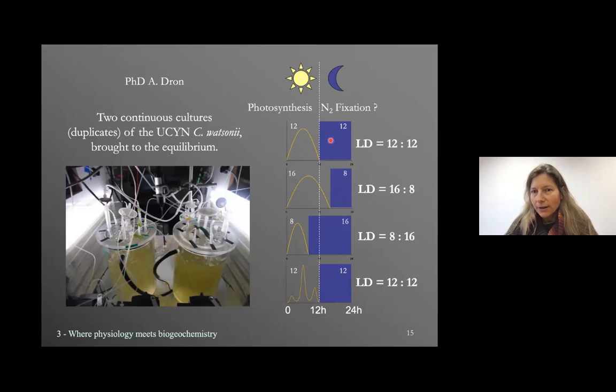In the first one, the reference, there are balanced light and dark phases, 12 and 12. In the second experiment, we had a very long light phase, 16 hours, and a short dark phase. In the third experiment, it was the opposite, short light phase, long dark phase. And in the last one, it was a mixed light regime with fluctuating irradiance. So in the following graphs, the light phase is always the gray background and the dark phase is always the blue background.